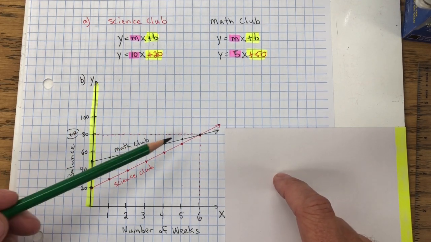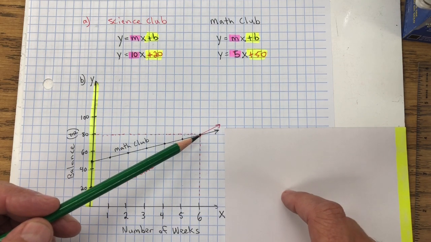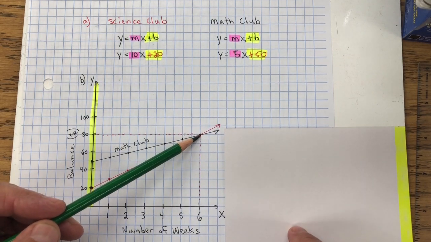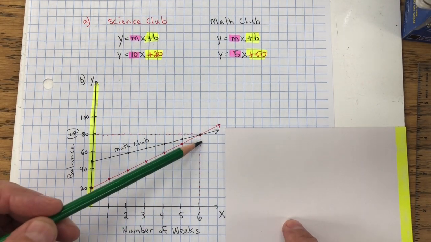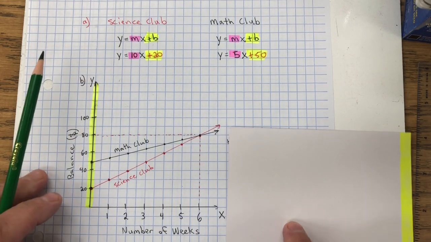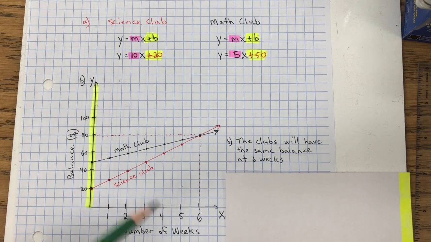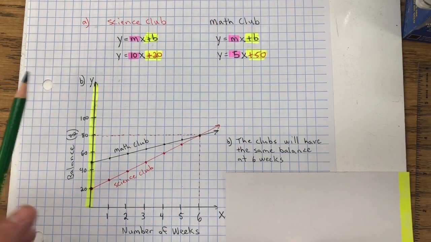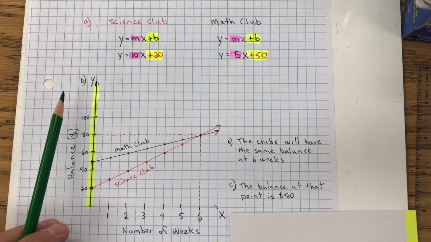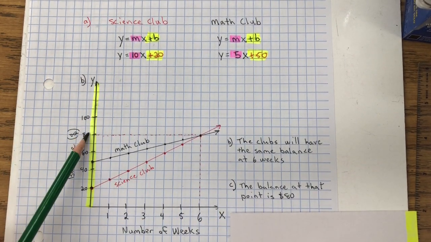And if we continue this, we can see that the point of intersection is at 6 weeks and $80. So the clubs will have the same balance at 6 weeks. In part C, what is the balance at that point? The balance at that point is $80.